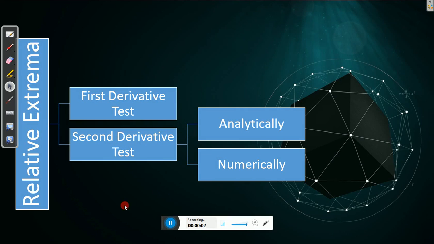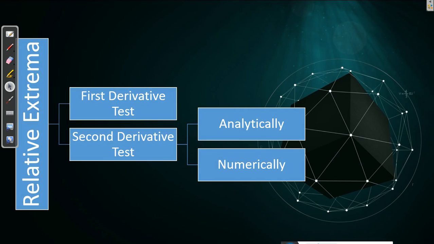Hello and welcome to Calculus Tutorial. We are now again looking back at relative extrema. So we took a look at absolute minimums and maximums. We're going to go back to relative extrema, which is just any hill or any valley.